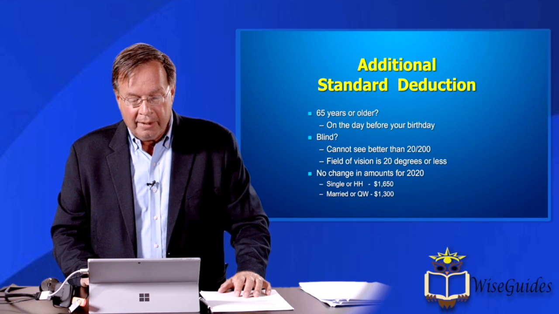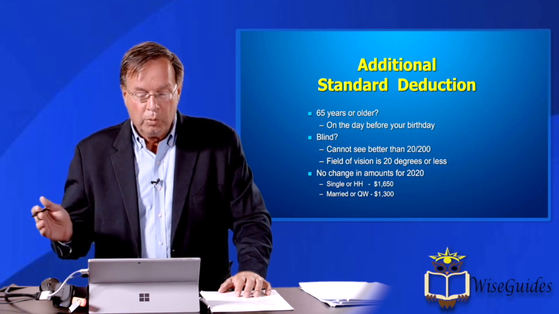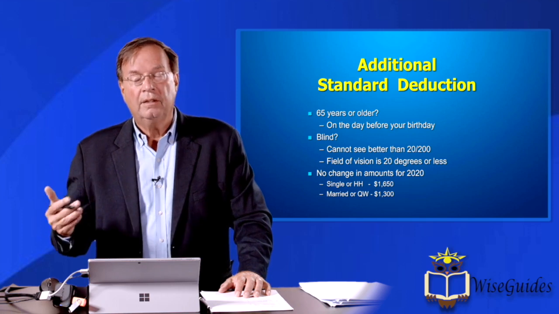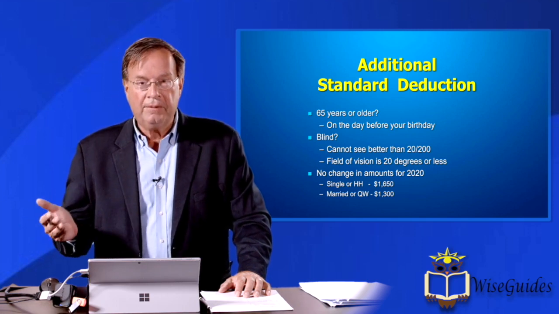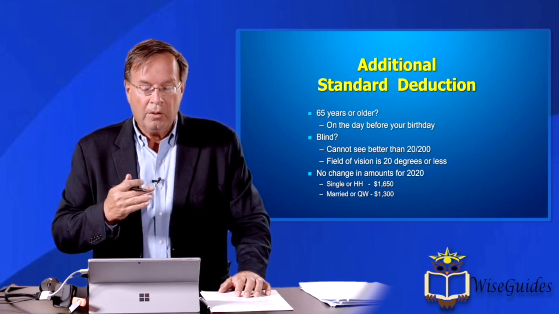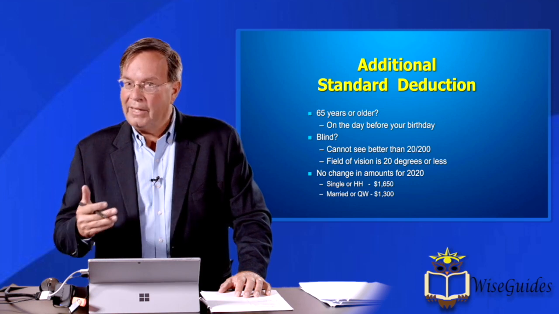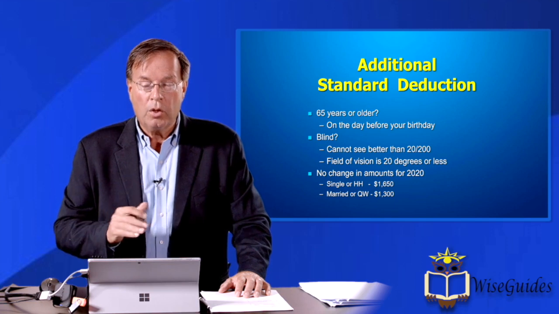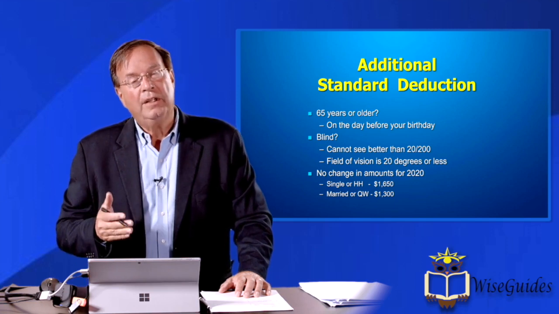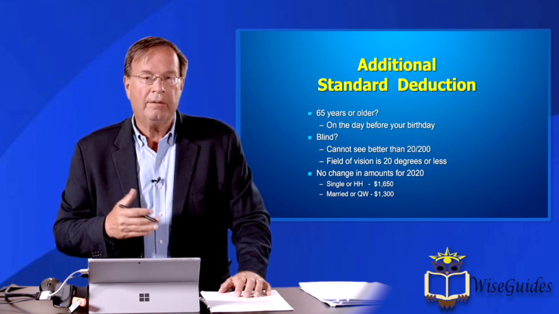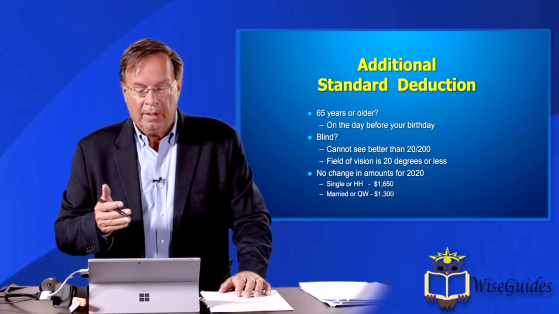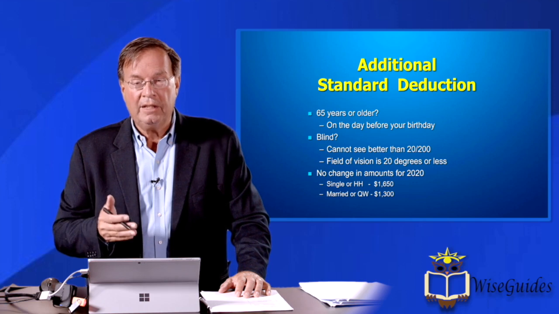In this regard, the 2020 rules have not changed any of the amounts. They were $1,650, and they are still $1,650 if you're single or head of household. And they were $1,300, and they're still $1,300 as you go through this piece as well. So no changes there. And it's for each person. So if you're married and file a joint return, you each get, if you're 65 or older, $1,300 and $1,300.